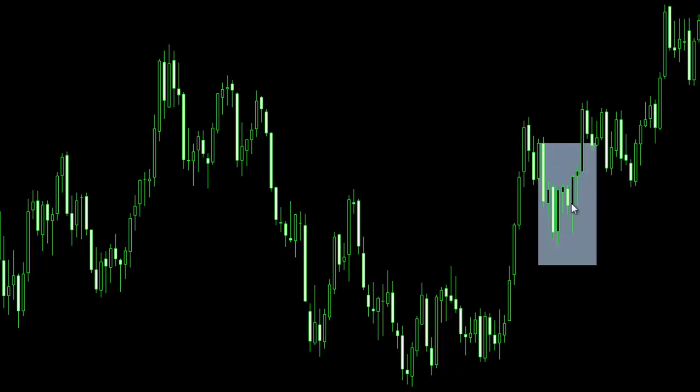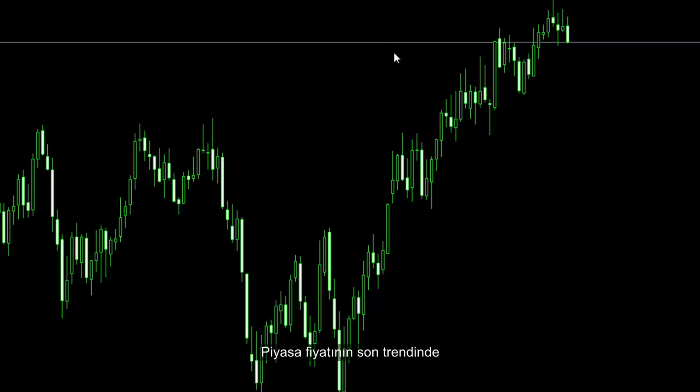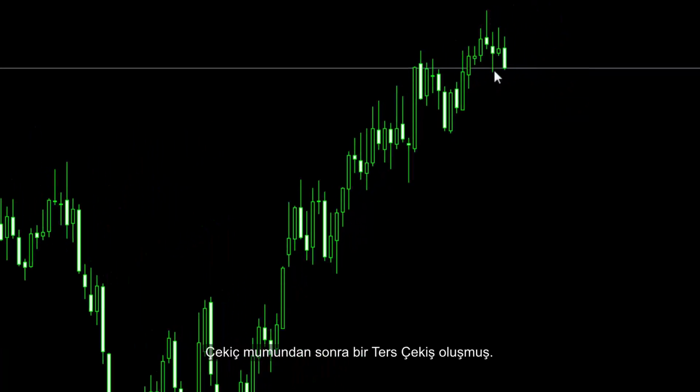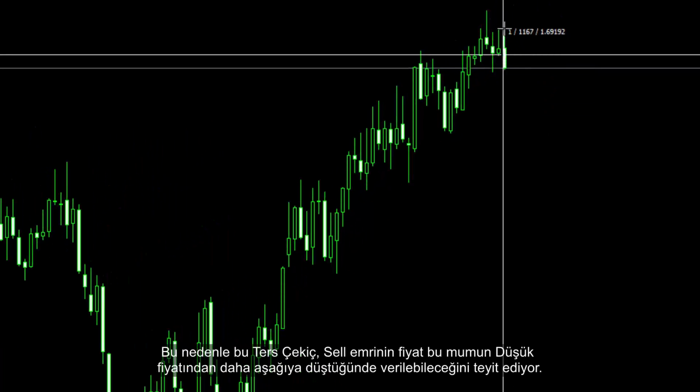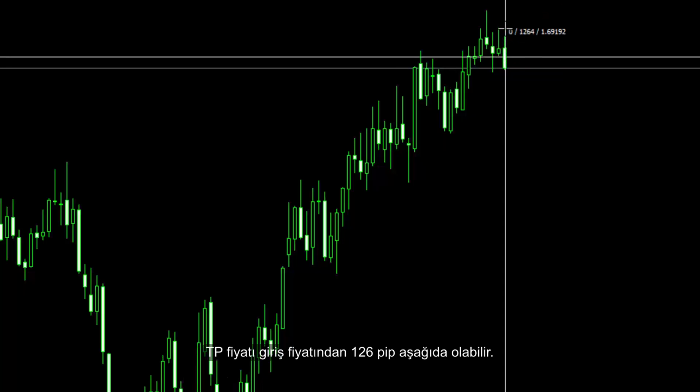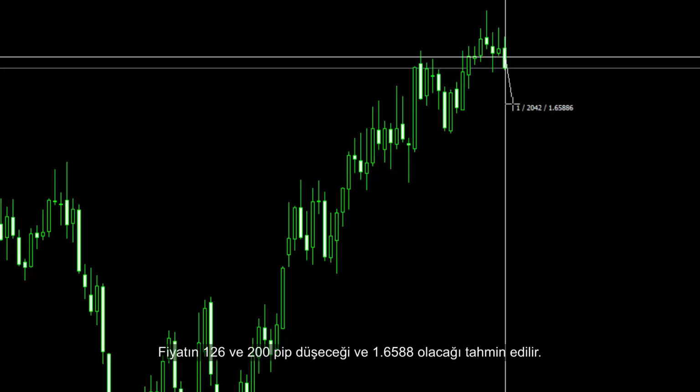Another candle pattern, a bullish hammer or hanging man pattern, generated a buy signal. On the last trend of market price, an inverted hammer formed after a hammer candle. Thus, this inverted hammer confirmed that a sell order could be placed after price declined lower than the low price of a given candle. The first TP price could be 126 pips lower than the entry price. Second TP price can be considered with the distance between the high price of a hammer candle and the entry price. It is assumed that price will decrease 126 and 200 pips lower.